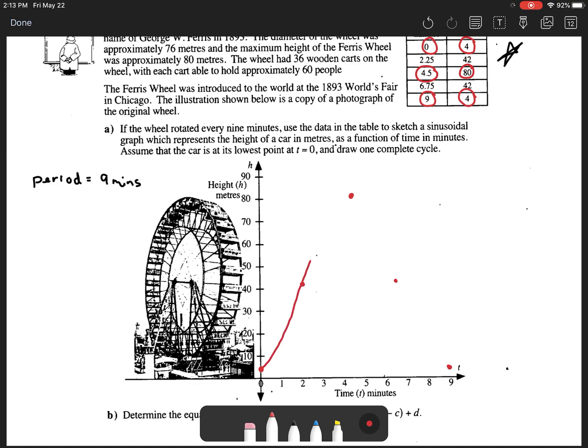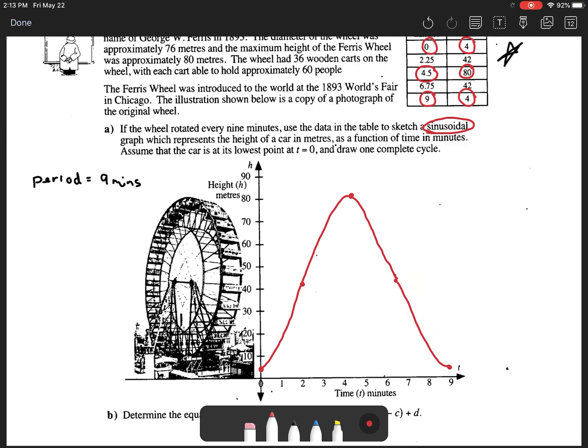So when I go and sketch my graph, it's going to look something like this. I know it's going to be a sinusoidal function. I'm doing it the best I can, which I know you guys will as well, through these points and back down like so. There you go. There's what the graph looks like based on the table of values.